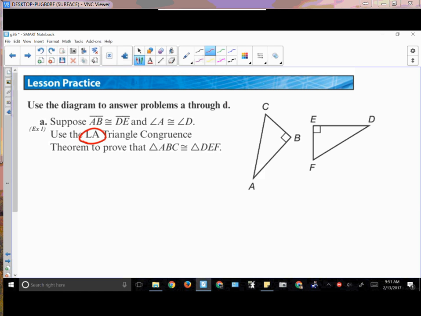Now, side, side, side, angle, side, angle. Angle, side, angle, she says. Let's check this out. We know that the right angle is there. We know that AB here is supposed to be congruent to DE here, and that angle A goes with angle D. So, if we didn't have this information about the right triangles, these triangles would be congruent by angle, side, angle, which means that if I have a leg and an angle, these are congruent.